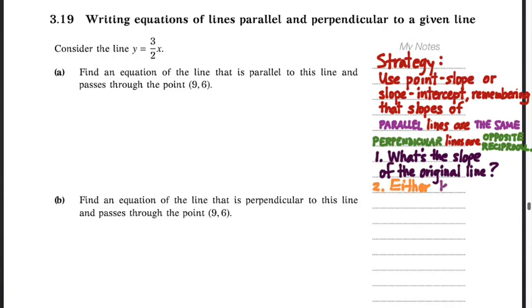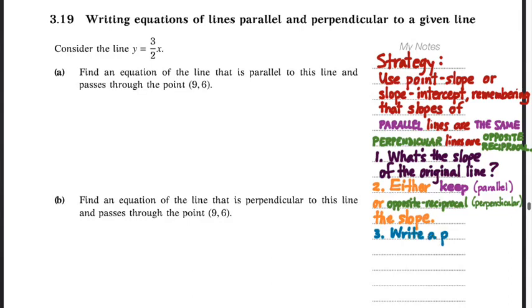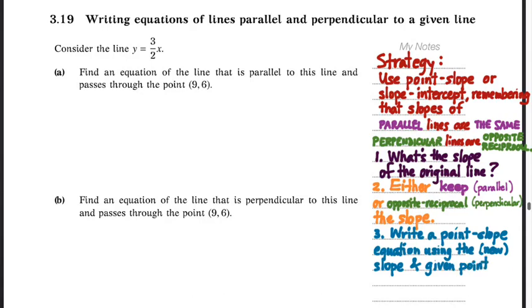Once we figure the slope of the original line, we're either going to keep that slope, if I want a line which is parallel to it, or we're going to flip it upside down and change its sign, opposite reciprocal, if we want a line which is perpendicular to it. Then we'll take that slope and plunk it into either our point-slope or our slope-intercept forms of equation for a linear function. Again, because I prefer it, we'll write a point-slope equation, using the new slope that we decided as well as the point that we're given in the problem.